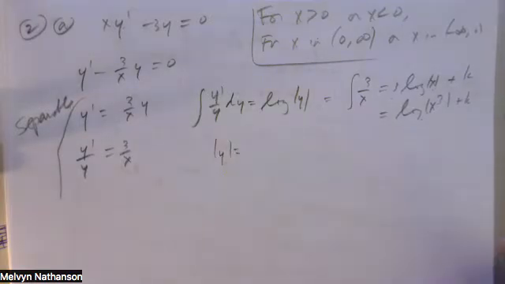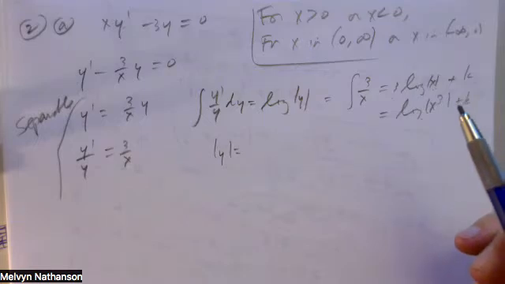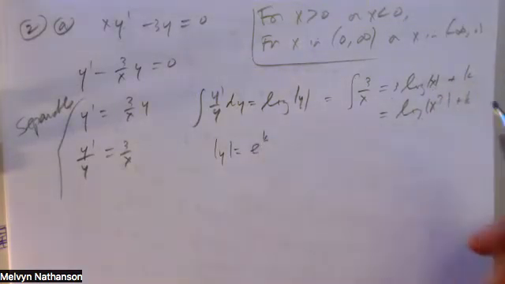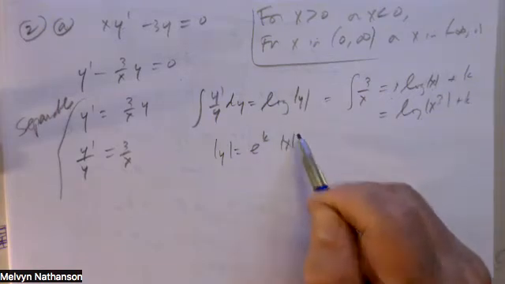So y is, if you exponentiate, e to the k times x cubed.